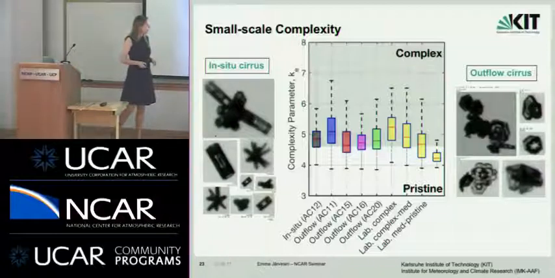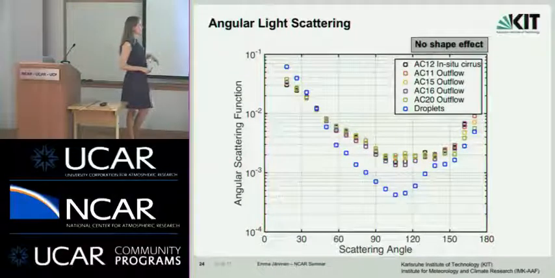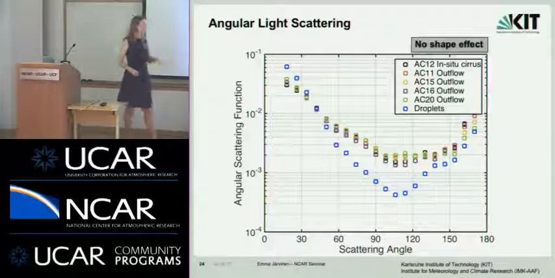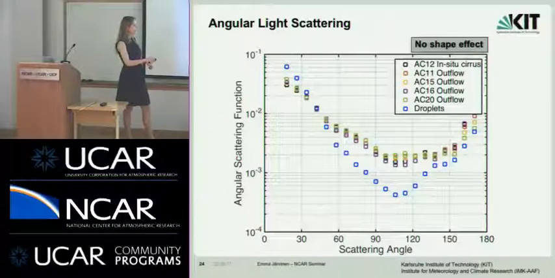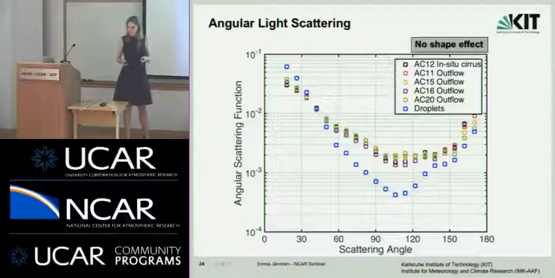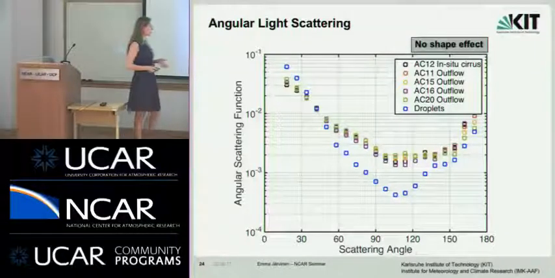And now to go into the angular light scattering properties. As we found in the laboratory, if we look at the angular light scattering of these always complex systems, we always have the same angular light scattering function as in the lab. Even if we have in-situ cirrus with columnar ice crystals, or these outflows with more plate-like ice crystals. So this really gave us the idea that the ice crystal shape doesn't matter for the light scattering properties if we have enough complexity within these ice crystals.